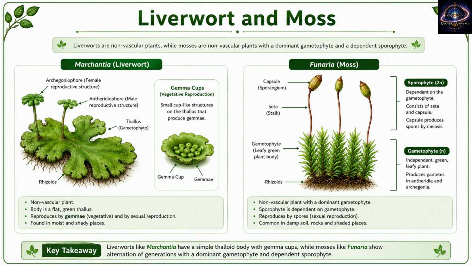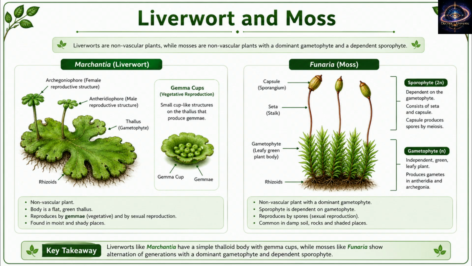This prothallus needs cool, damp, shady places. Water is still needed for fertilization. So pteridophytes cannot spread everywhere like seed plants. Most pteridophytes are homosporous, meaning they produce one type of spore. But Selaginella and Salvinia are heterosporous, meaning they produce two types of spores, microspores and megaspores. Heterospory is important because it is considered a precursor to seed habit.